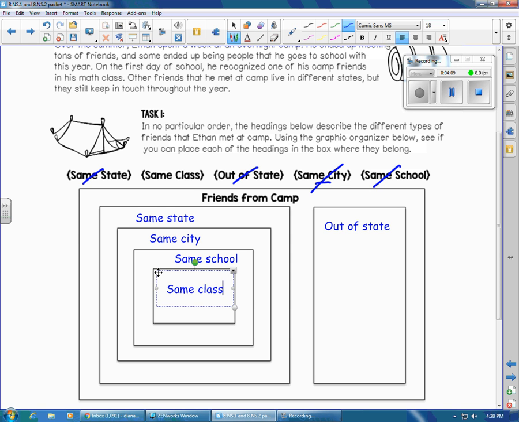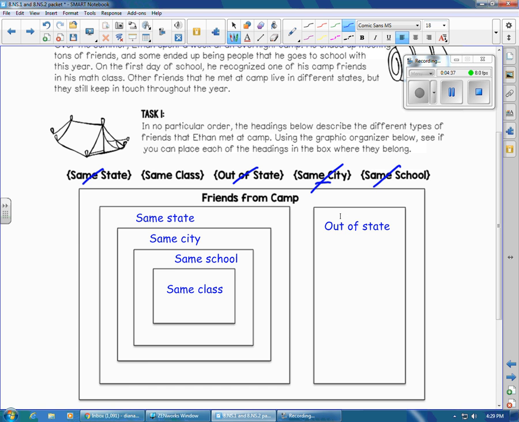Does that kind of sort of make sense? So if you're in the same class, of course you're going to be going to the same school. Of course you're going to be in the same city. Now I know some of us live in different cities around this school, but for the most part, your school is in the city that you live in, usually. And if you're living in the same city, of course you're going to be in the same state. And if you had all of those things in common and you also saw him at camp, you're going to fit in this larger box.